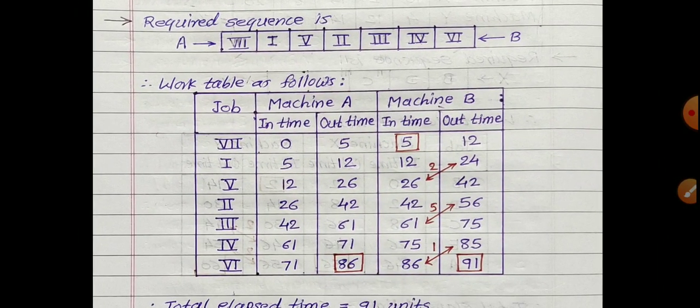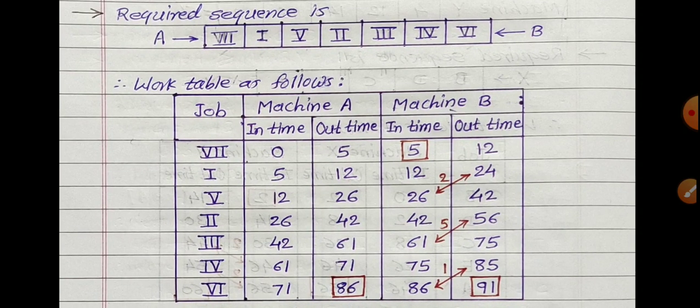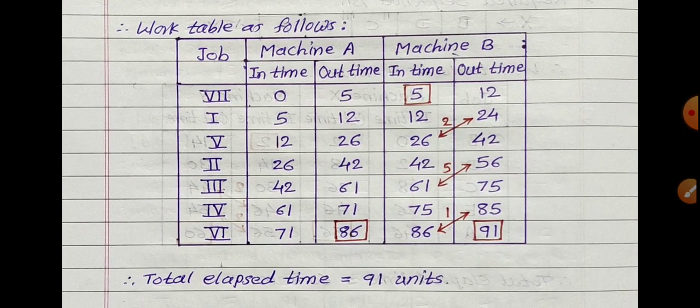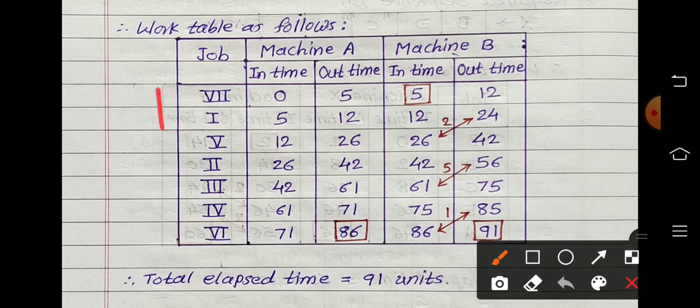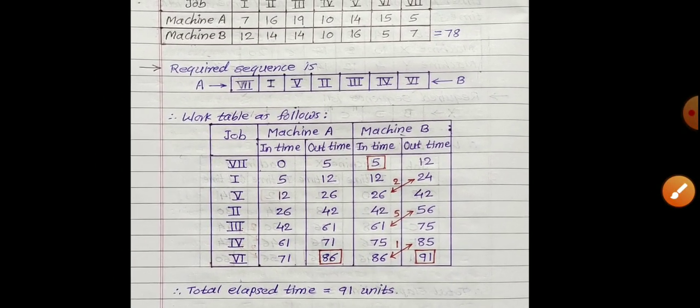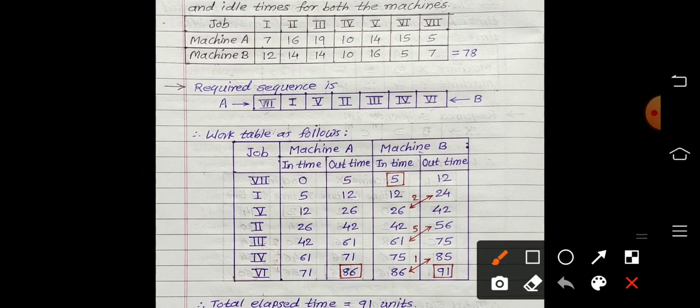Now we find out the work table with the help of this required sequence. Clear? Job number 6, 7, 1, 5, 2, 3, 4 and 6. Start the time from 0. Now what is the time required for machine A and for job number 7? Check in the original question. That is 5. So 0 plus 5, 5.